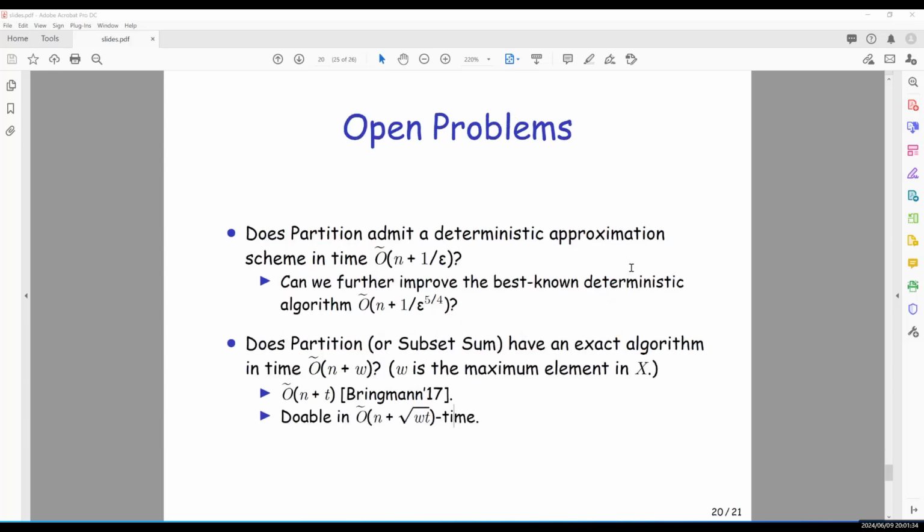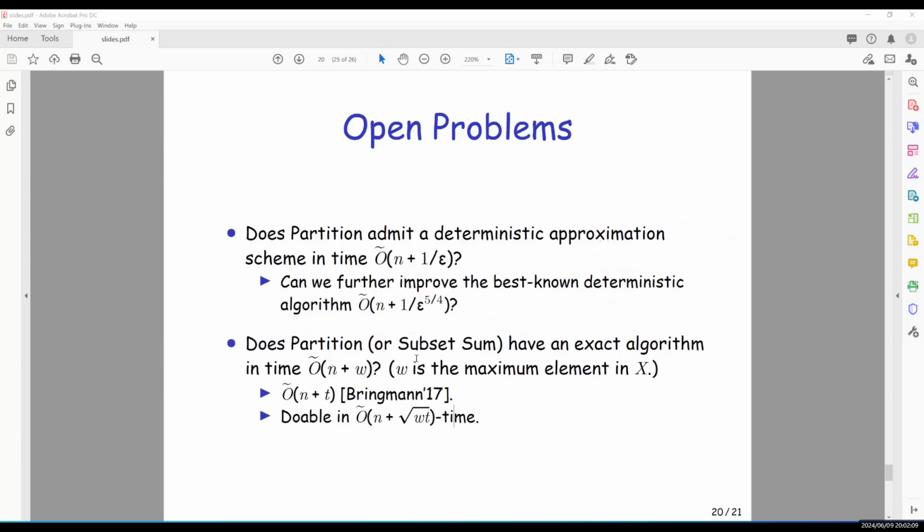At the end, I want to mention some open problems. Our algorithm is randomized, and because it leverages tools like color coding, randomization seems inevitable. The current best deterministic algorithm runs in 1/epsilon to the power of 5/4. So it is desirable to have a linear time deterministic algorithm, or at least to improve the factor 5/4.